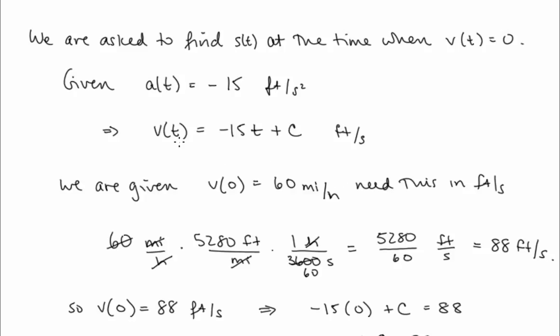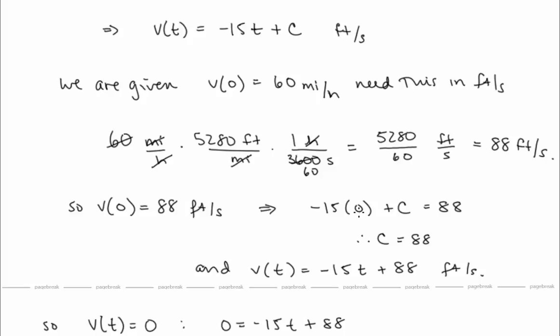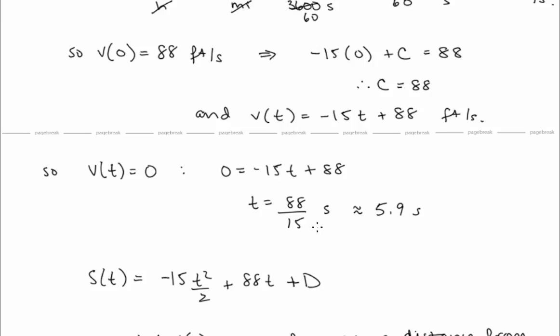We know that when t is equal to 0, our velocity is going to be 88. So let's plug in t equals 0 and set this velocity equal to 88. That tells us our constant c must equal 88, and this is our velocity function in feet per second. What are we asked for? We're asked for the distance traveled at the time when the velocity is 0. So we need to set this equal to 0 and solve for t. And so we get t is equal to 88 over 15 seconds, which is approximately 5.9 seconds. But again, for our computations, we'll use the exact 88 over 15.